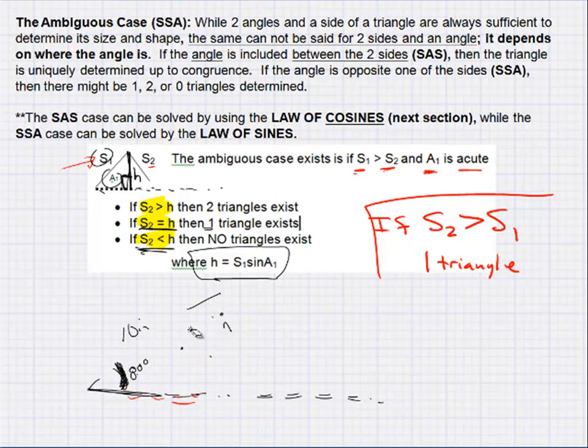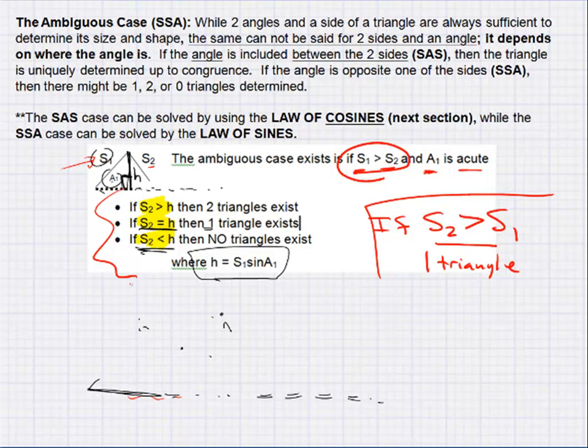The way you do that is first to compare side 1 and side 2. Side 2 bigger, 1 triangle, don't worry about any of this, go and do law of sines. Side 1 bigger, then you worry about this. Calculate H using this formula. If H is bigger, smaller, or equal to side 2, it tells you which situation you have. If no triangles exist, you don't have to apply any formula. The problem can't be solved.